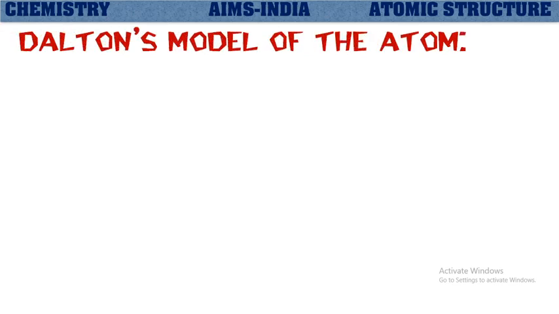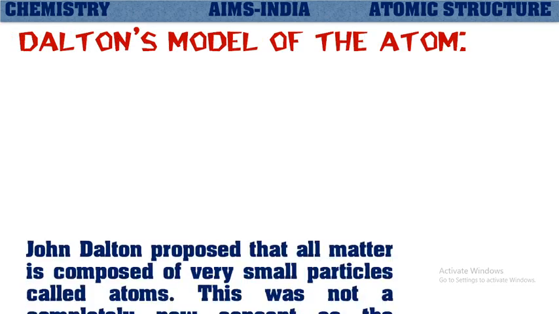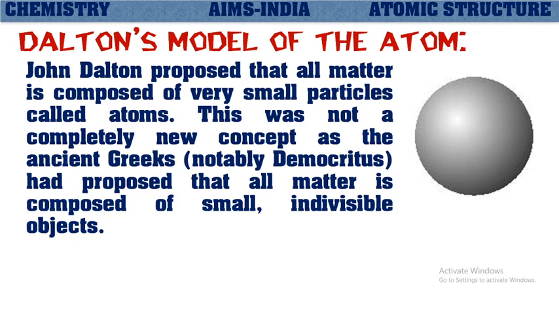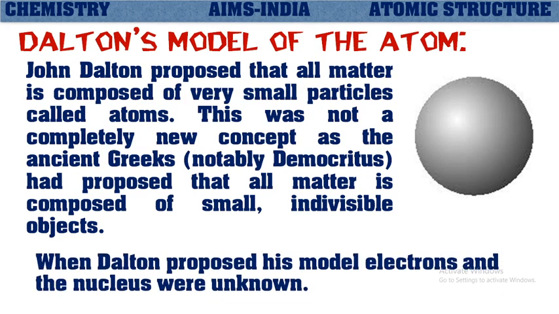First, let us talk about Dalton's model of the atom. John Dalton proposed that all matter is composed of very small particles called atoms. Of course, this was not a completely new concept, as the ancient Greeks proposed that all matter is composed of small individual objects. One more point to be noted here: when Dalton proposed his model, electrons and nucleus were unknown.